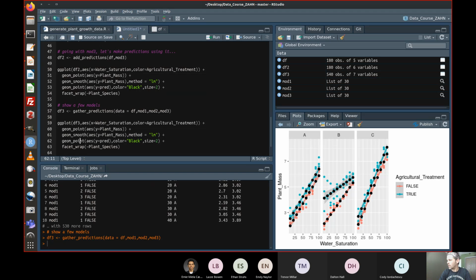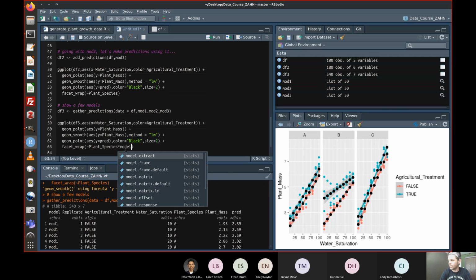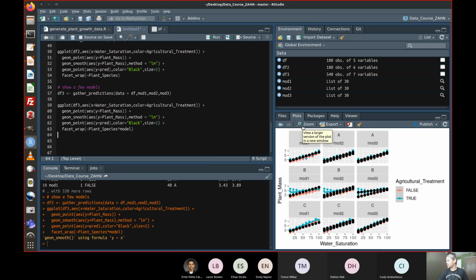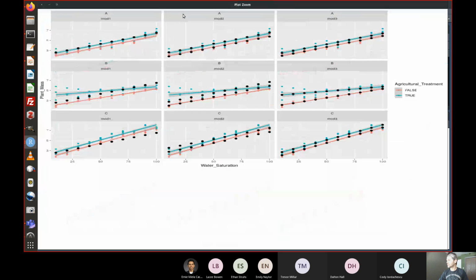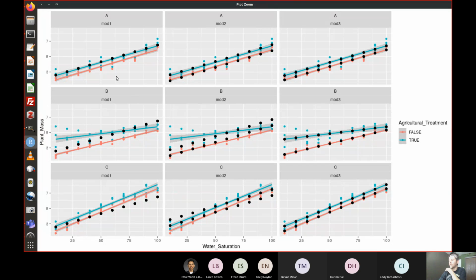DF3, red, facet wrap species, and I'll do model. Is it called model? Yep. This will be a big, stupid plot here, but okay. So this first column is model 1 and its predictions. The blue and red dots and everything is the real data. The black dots is what that model predicted. So looking at this, what do you see?